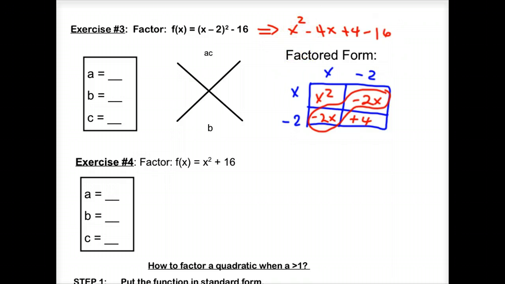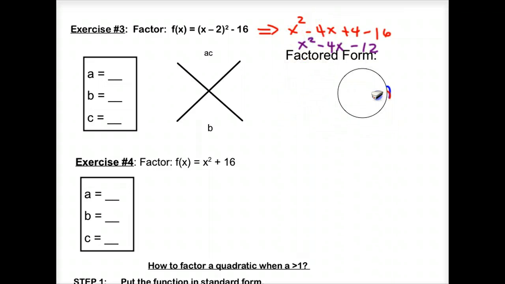So my final expression is going to be x squared minus 4x plus 4, take away 16. This will give me minus 12. So let's get rid of this. So now that I have my standard form, I'm going to identify my a, b, and c. My a is 1, my b is negative 4, and this is negative 12. a times c goes on top, so this is minus 12, and my b term goes on the bottom.